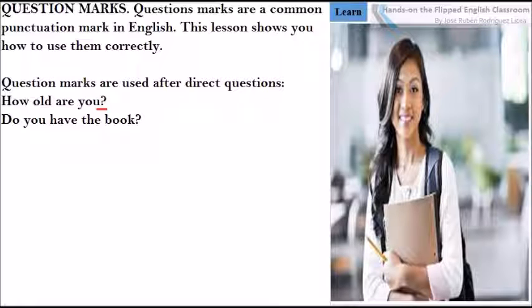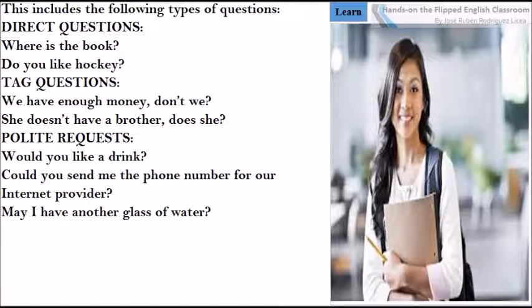Question marks are used after direct questions. How old are you? Do you have the book? This includes the following types of questions. Direct questions: Where is the book? Do you like hockey? Tag questions: We have enough money, don't we? She doesn't have a brother, does she?